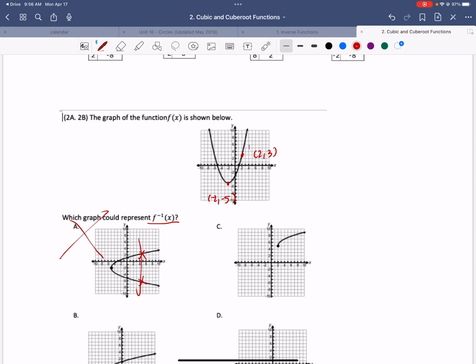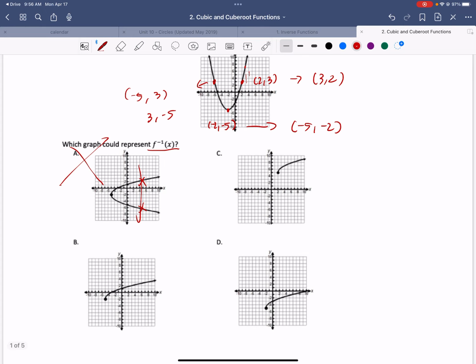What? 3, yeah, I mean, this is fine. So this one, if I change it, it's going to be 3, 2. This one, if I change it, is going to be -5, -2. I just need one more point, maybe here, this one, which is -5, 3. Am I right? Yeah, so this one, if I change it, it's going to be 3, -5. So let's see which one.